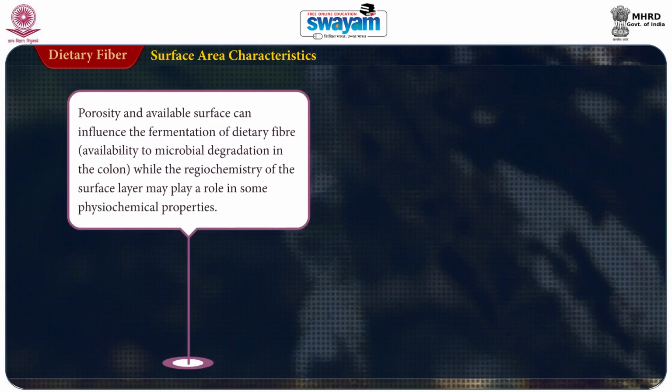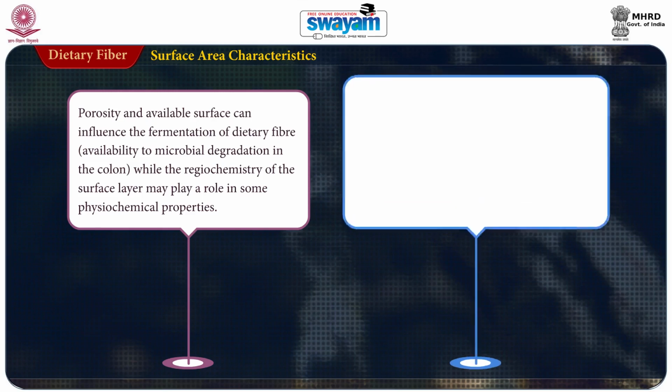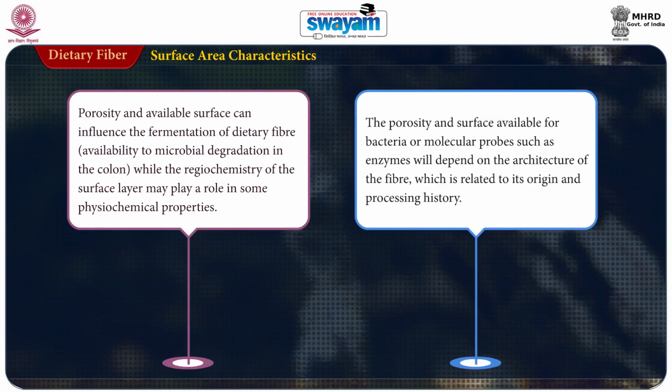Let us now understand the surface area characteristics. Porosity and available surface can influence the fermentation of dietary fiber, while regiochemistry of the surface layer may play a role in some physiochemical properties. The porosity and the surface available for the bacteria or molecular probes such as enzymes will depend on the architecture of the fibers, which is related to their origin and processing history.